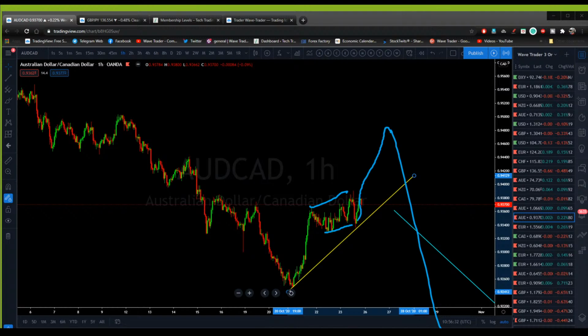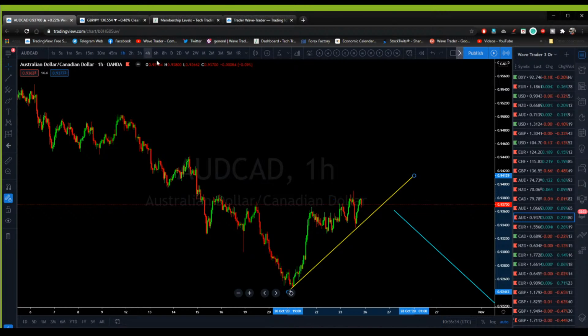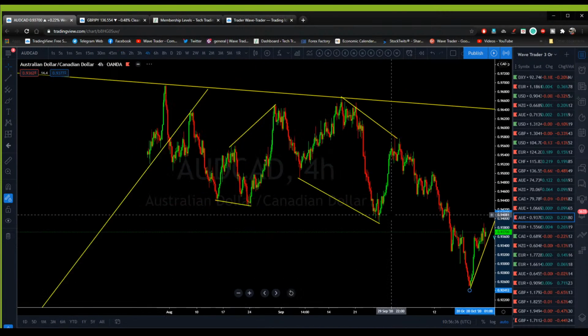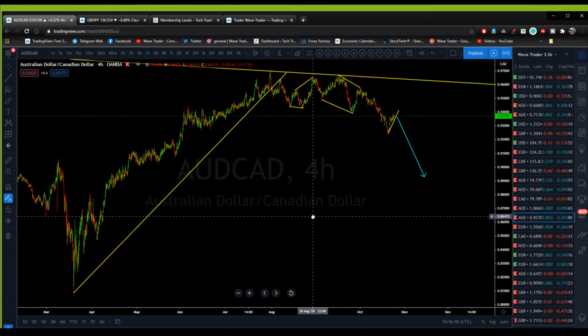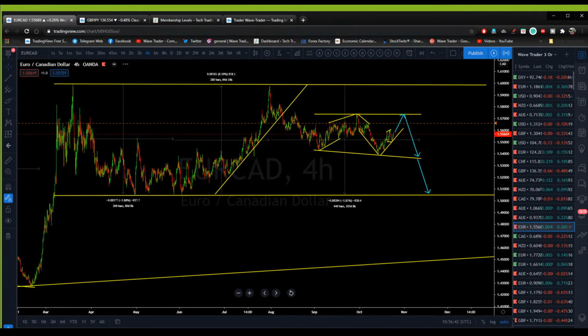So not the best chart at the moment. Let that correction finish, and if you already have a short from the top, you look for this 4-hour time frame correction to finish and this pair to keep dragging lower.